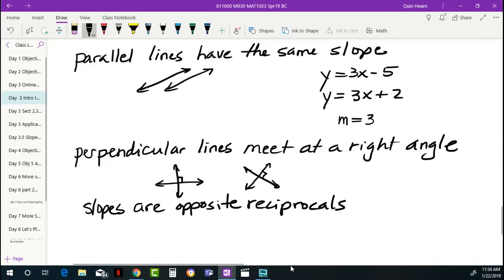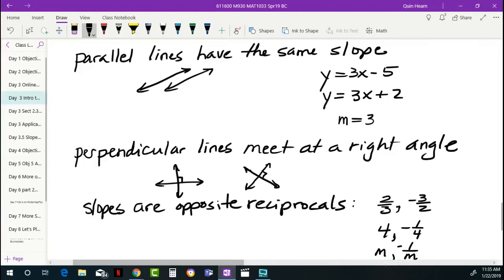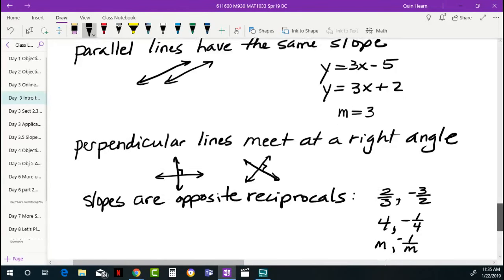So like, for example, 2/3 and -3/2 are opposite reciprocals. 4 and -1/4 are opposite reciprocals because you can think of 4 as 4/1. Right, the reciprocal of a number is just 1 over that number. So if the slope is m, you can find its reciprocal 1 over m, but you need to take the opposite if you want to get perpendicular lines.